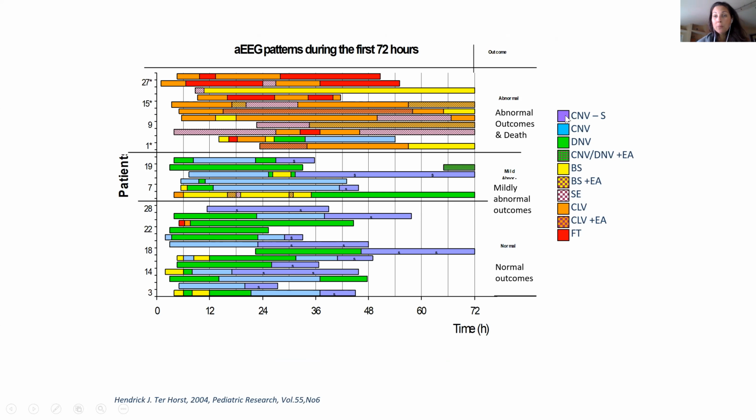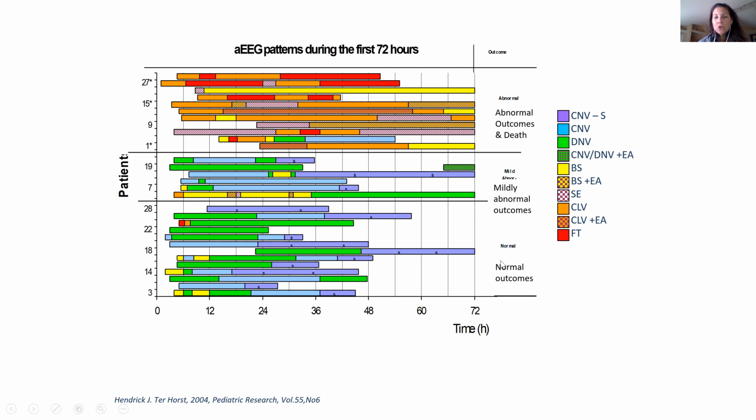Purple is continuous normal voltage with sleep. Blue is continuous normal voltage. Green is discontinuous. This one is discontinuous or continuous, but they had epileptic activity, so EA is epileptic activity. The yellows are burst suppression. The checkered yellow is burst suppression with epileptic activity, seizures, or status epilepticus, which is SE. And then we have continuous low voltage with epilepsy, and then a flat tracing. So basically the blues and greens are the more normal patterns. The yellows are the yucky, ominous patterns.